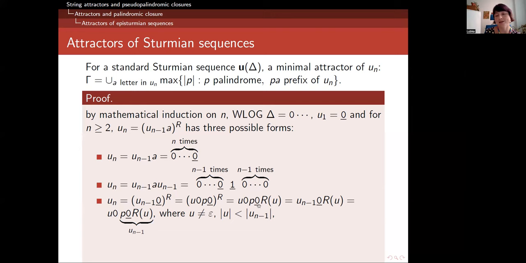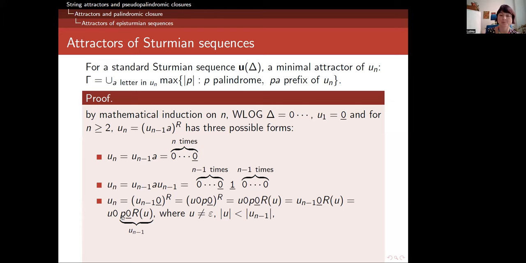And now this is equal to un minus one. This thing here is un minus one, then zero, and r of a certain word u. And at the same time, this is a palindrome. So it will also be equal to its reversal. This is a palindrome, and the reversal is u, zero, p, zero, and r of u. So this is the reversal. And since it is a palindrome, un minus one, which is this part, is also a suffix of the word. So now these ideas were just given by the palindromic closure.